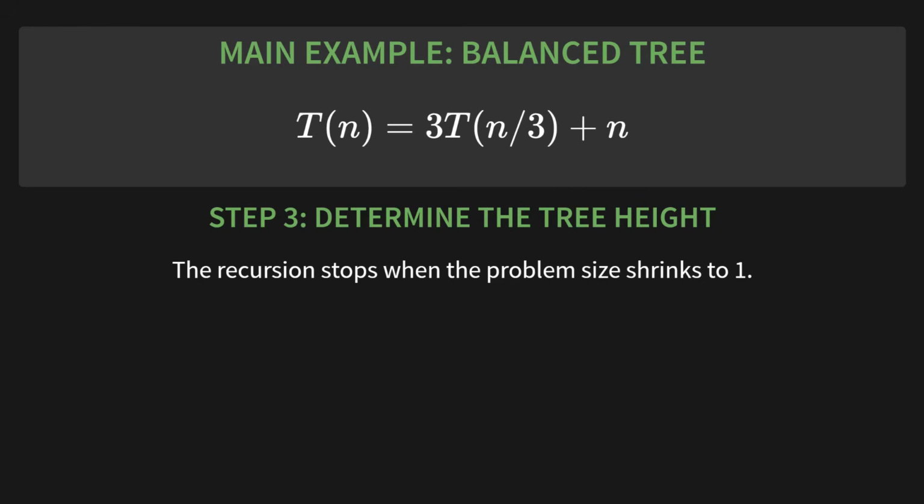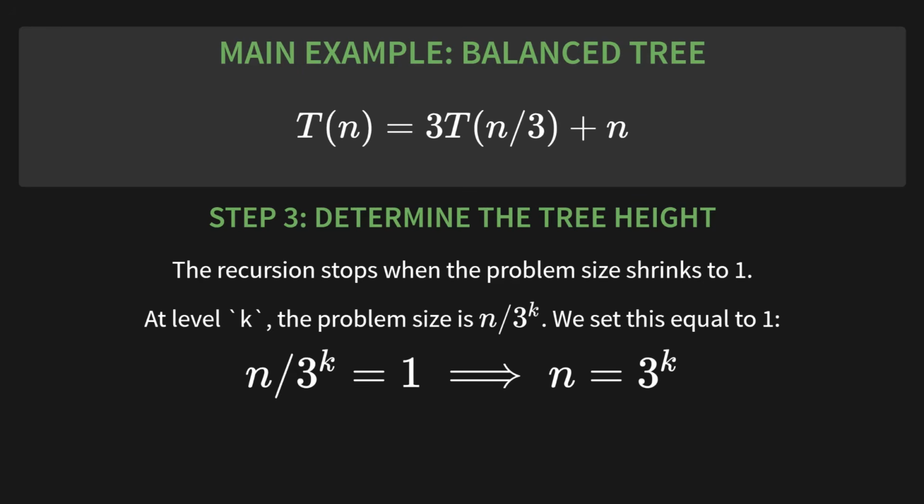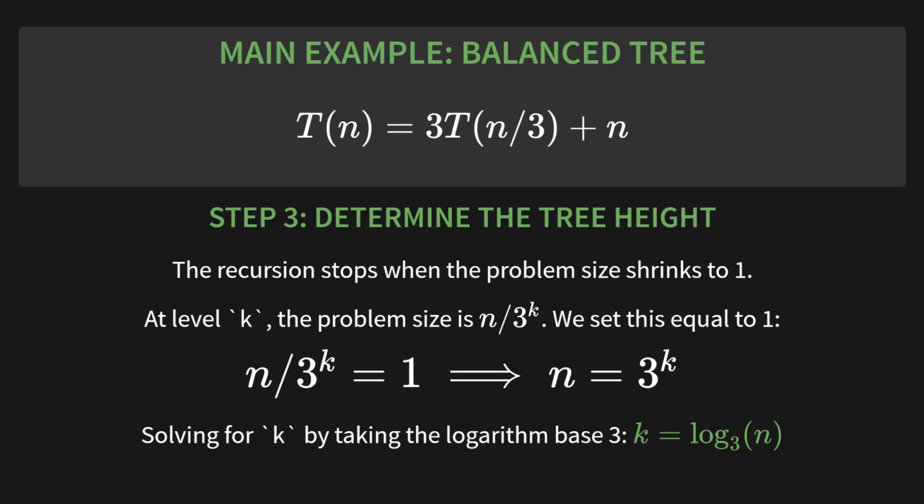Okay, on to step 3: determine the tree height. The recursion has to stop somewhere, right? It stops when the problem size shrinks all the way down to 1. So at some level, let's call it k, the problem size is n divided by 3 to the power of k. We just set this equal to 1, so n over 3 to the k equals 1. A little algebra tells us n equals 3 to the power of k. To solve for k, we just take the logarithm base 3. So k, the height of our tree, is log base 3 of n.